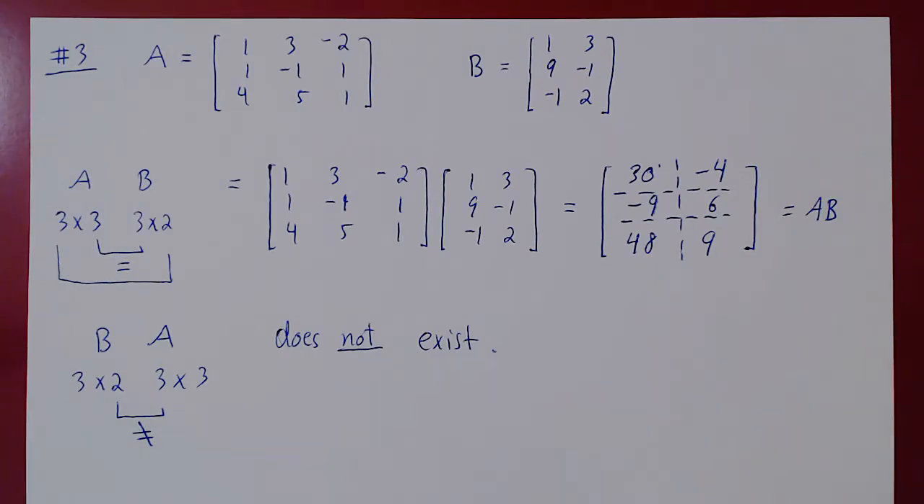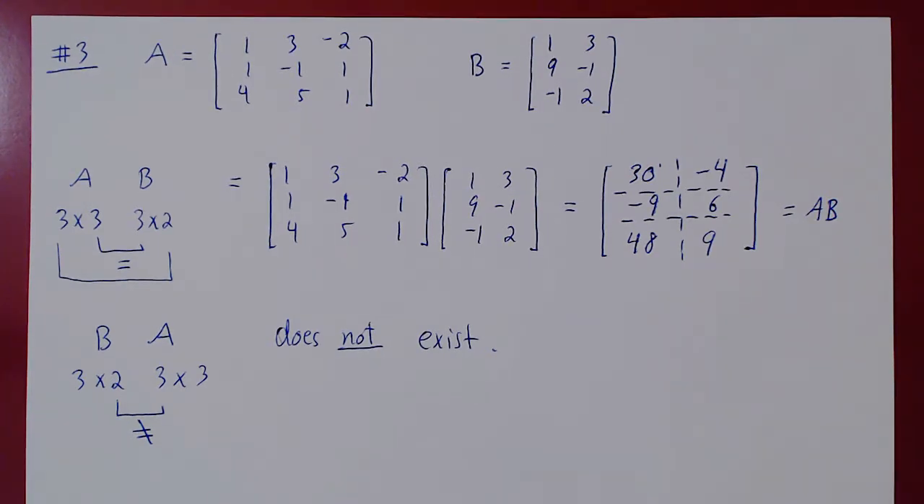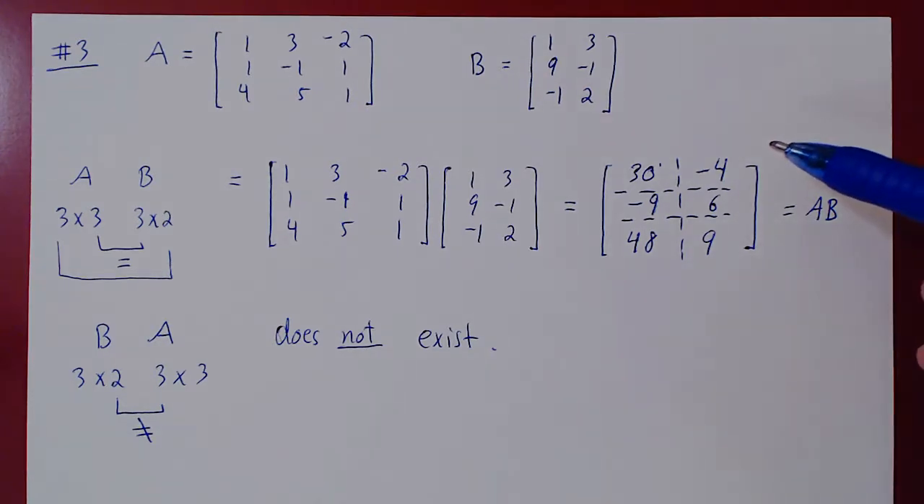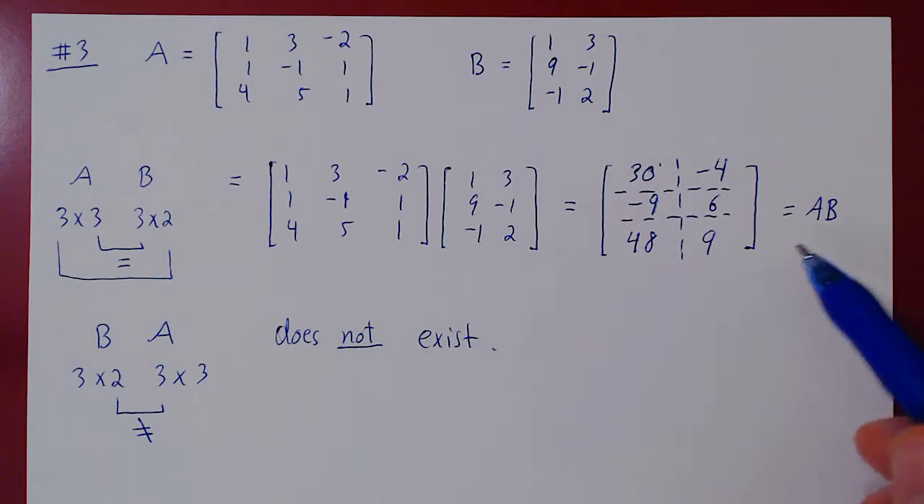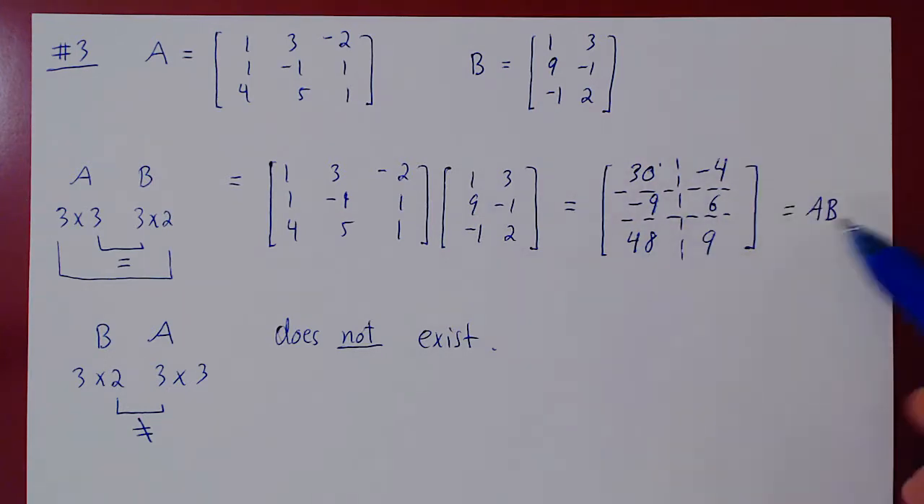So you see in the previous example, both AB and BA were defined. They both existed. AB was a 2 by 2 matrix, BA was a 3 by 3 matrix. They were not equal, but they both existed. This example is even more radical because AB exists, but BA is not even defined.